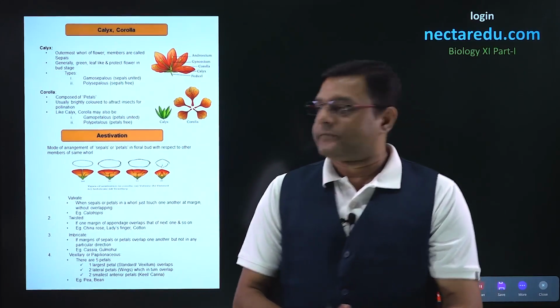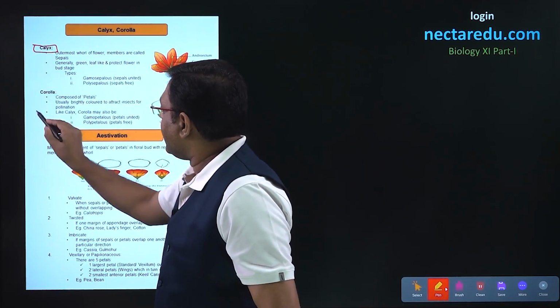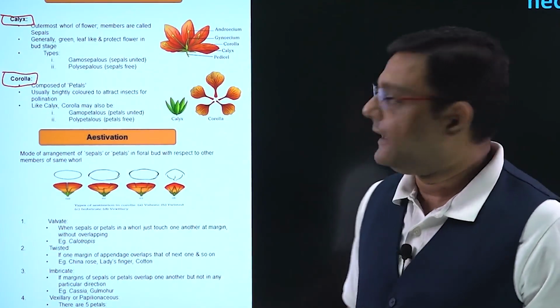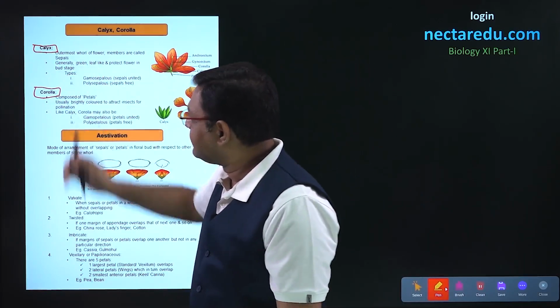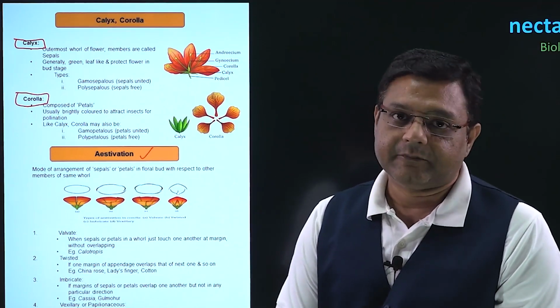In this particular video, we will look into the details of two whorls of flower. The outermost whorl of flower is the calyx, and inside the calyx will be the corolla. Then we will look into the term estivation.